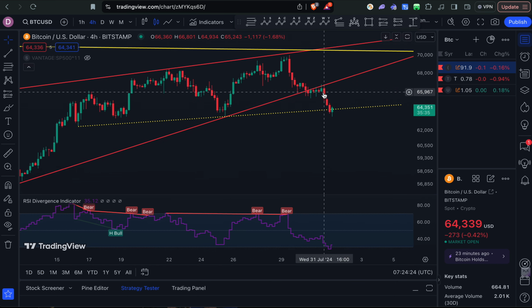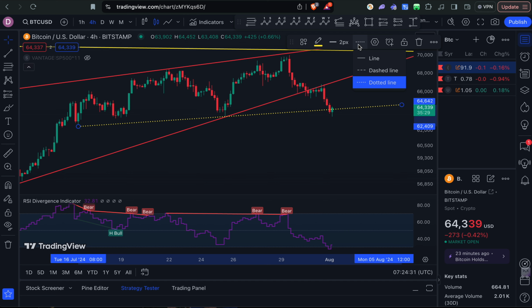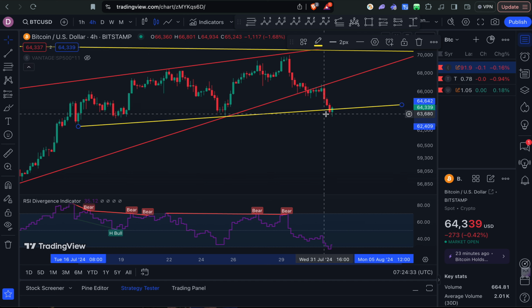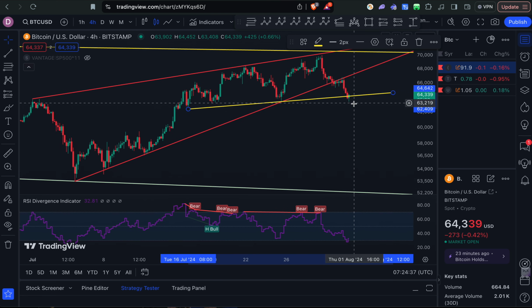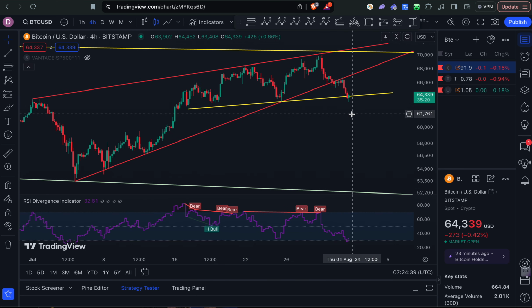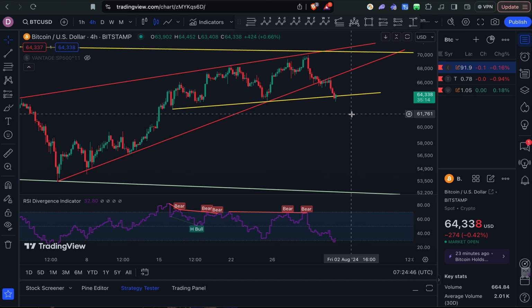As you can see, we did have a crash or dump from here to down here, like we expected in the previous video. And we have touched our first target, like we talked about in the previous video. But as of now, the question obviously is, where will the price go next? Will we hit the second target, and where is the second target? So in this video, I will use fundamental analysis and technical analysis to basically answer that question. And I try to keep this video short.